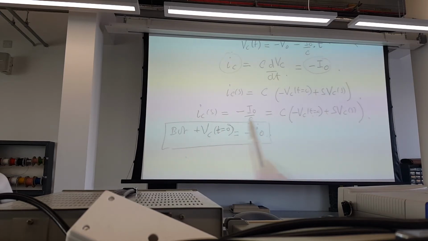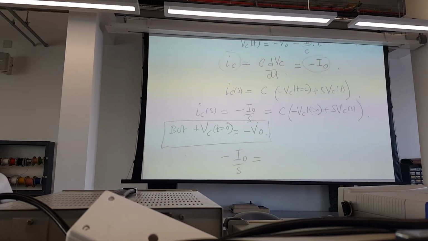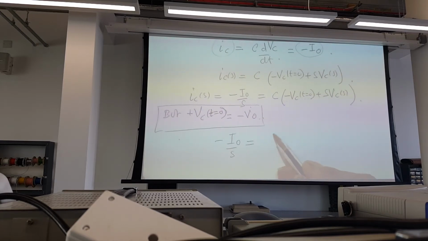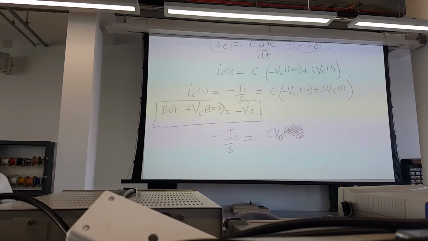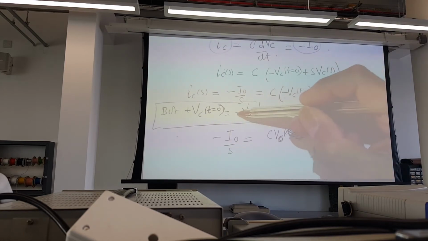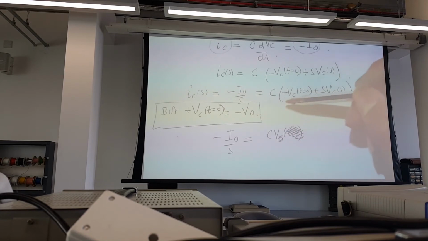And so you can write this line down now as minus I naught over S equals C times VC at time t equals 0, plus V naught, like that. Because VC at time t equals 0 is minus V naught, there it is. Multiply it by the minus, it becomes plus V naught, and then you've got plus SC VC of S, like that.